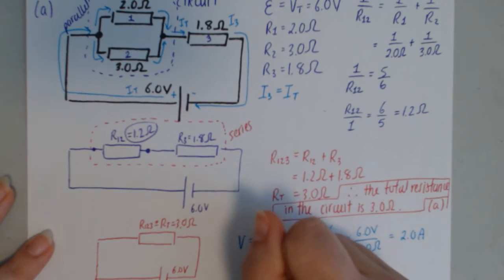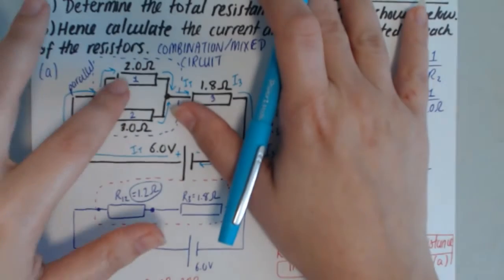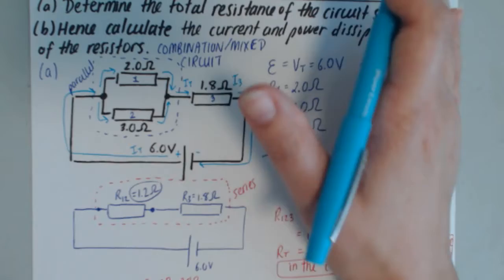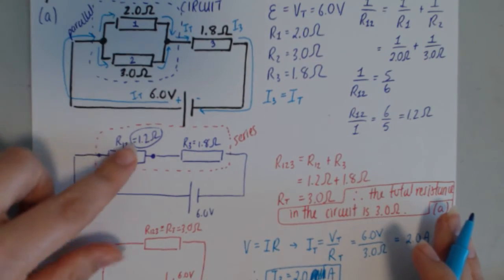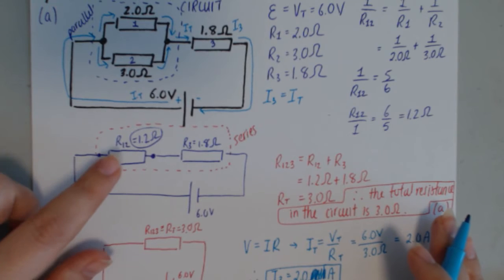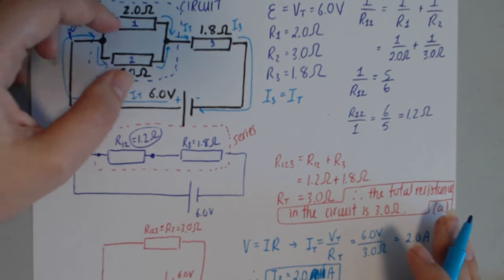Amperes. Okay, so now we have to figure out how much of that 2 splits into the 2 and how much goes into the 3. And so to do that, we're going to consider what happens when these two got merged into a single resistor. We're going to need the voltage. Okay, so we're going to need the voltage drop across 2 and 3.